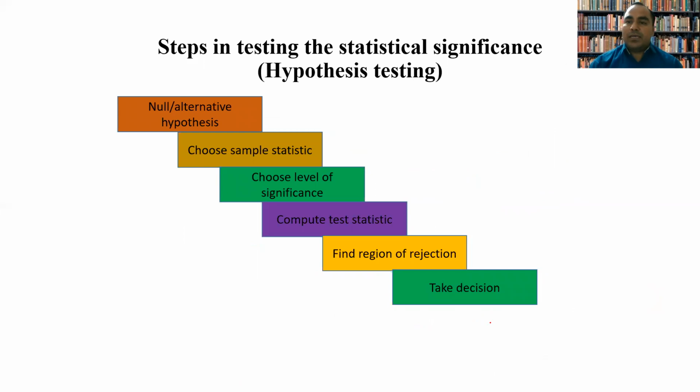So always remember, as in the previous video, we were talking about whenever we are going to begin data analysis, from the beginning, first of all, we need to write down the statement of the null hypothesis, then the alternative hypothesis, then choose your sample statistics, choose level of significance, compute test statistics, find the region of rejection, then take the decision and write your conclusions. So this is about types of alternative hypothesis.